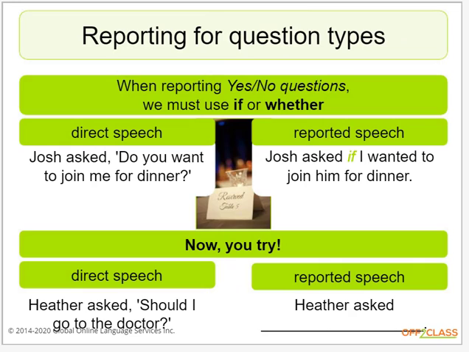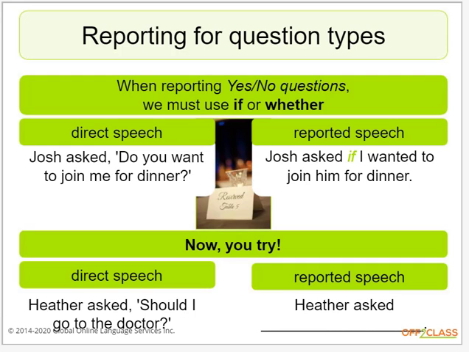So, reporting for question types. This is where it gets more complicated. When reporting yes/no questions, we must use if or whether. What I'm talking about here is when we're telling what people said. So direct speech: John asked, "Do you want to join me for dinner?" Reported speech: John asked if I wanted to join him for dinner.